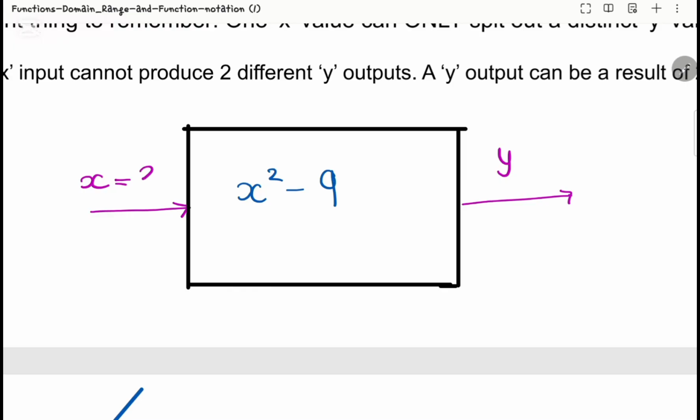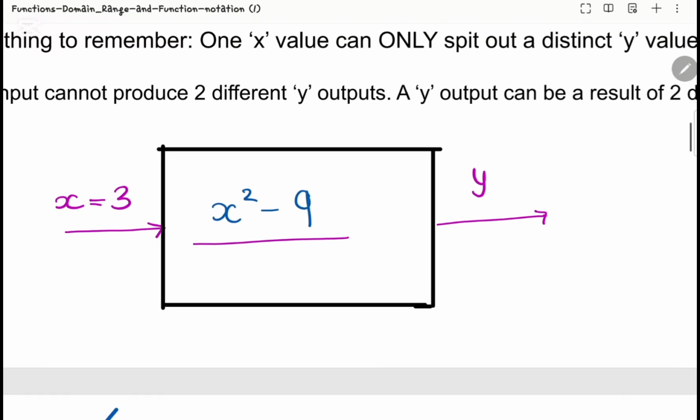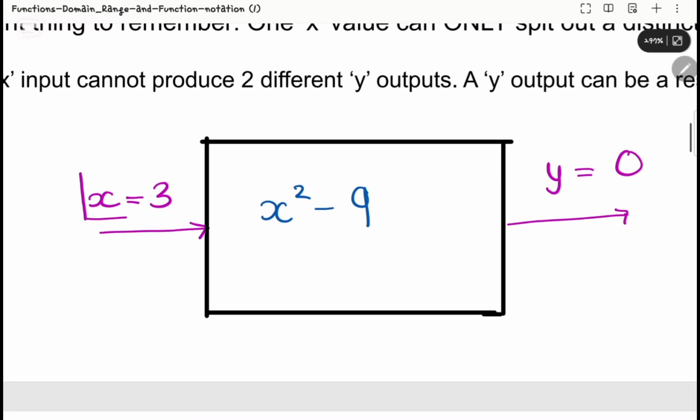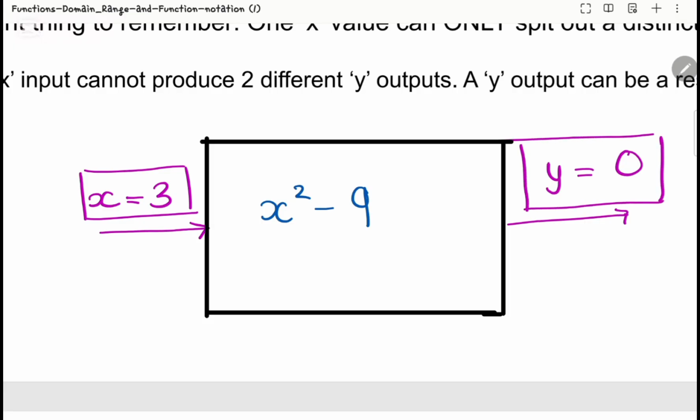Let's say our x is 3. Then, following this transformation, our y value is going to be 0. That's how a function works, right? But a very important thing is that x equals 3, or x input, can only generate one y output. That's the key thing. An x value can only output one distinct y value. X equals 3 cannot output y equals 10 or like 11. Only 0. That is your key thing that you have to remember about functions.